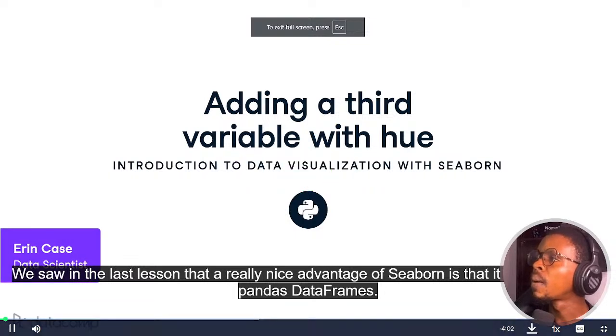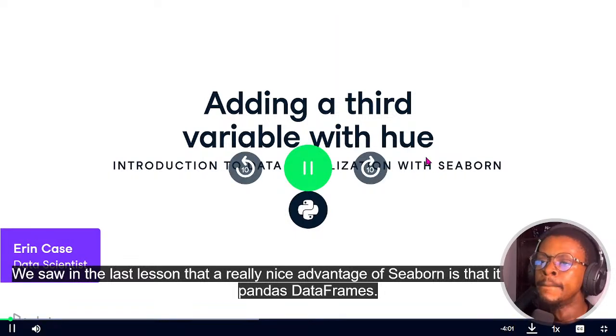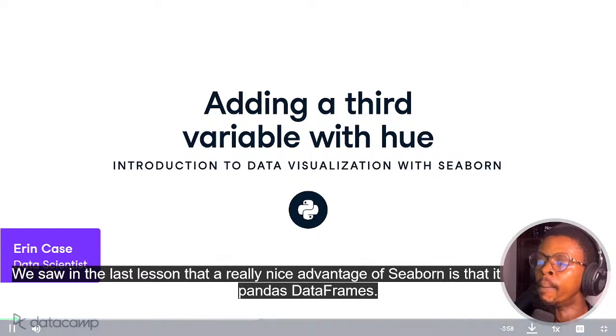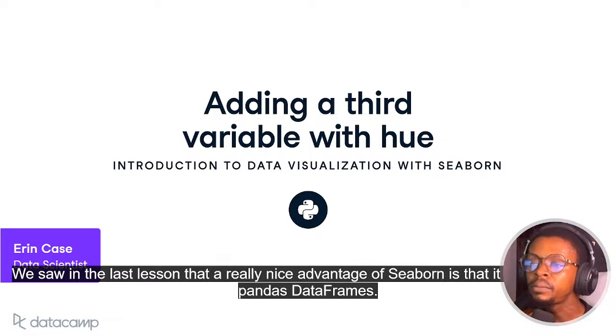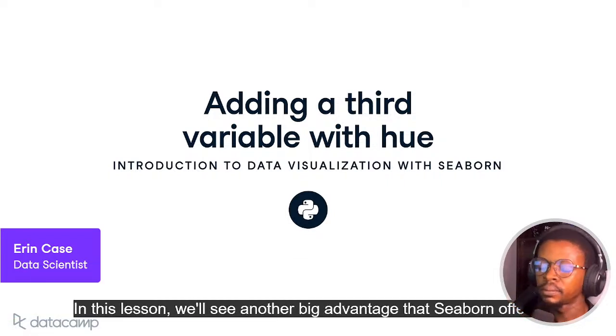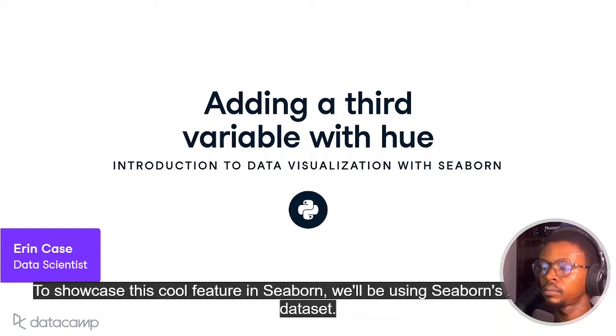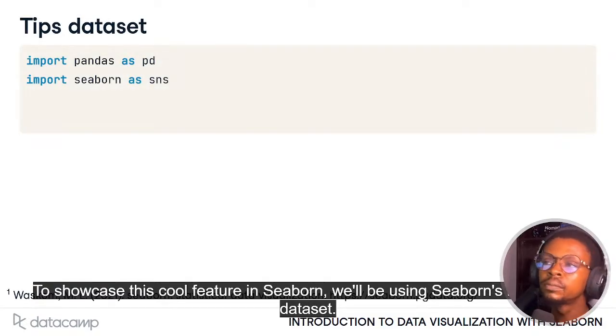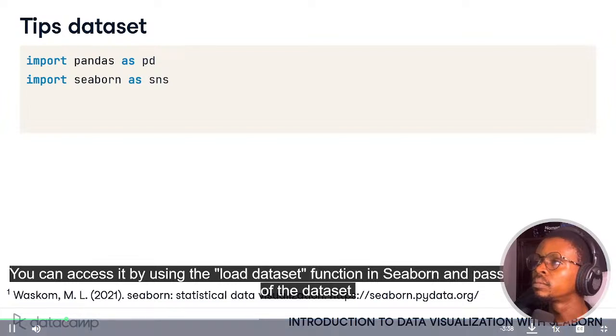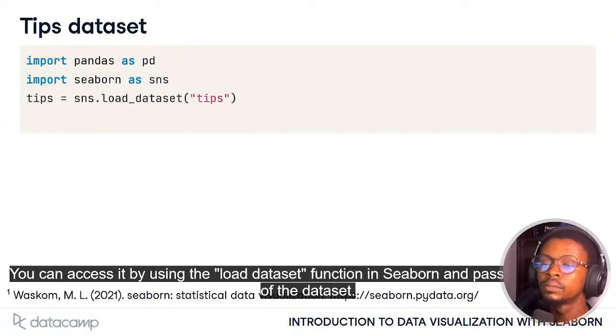We saw in the last lesson that a really nice advantage of Seaborn is that it works well with pandas data frames. In this lesson, we'll see another big advantage that Seaborn offers, the ability to quickly add a third variable to your plots by adding color. To showcase this, we'll be using Seaborn's built-in tips dataset. You can access it by using the load_dataset function in Seaborn and passing in the name of the dataset.